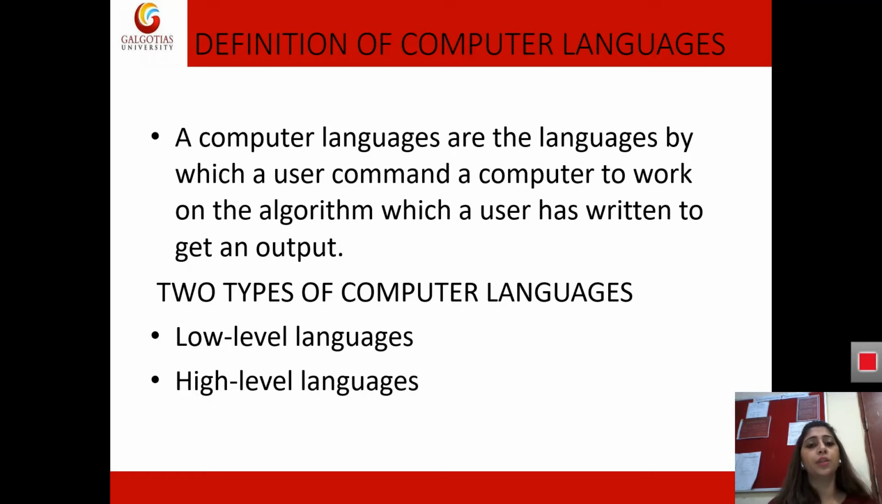The algorithm is basically a raw form of a program, a set of instructions that we write. It is easily understandable by humans, and then we convert that algorithm into any language, either low level or high level, that a computer understands. We translate it into a computer-understandable language and then execute it using the processor. So for a computer to understand something, we need to write the instructions in one of these two types of languages: low level languages and high level languages.